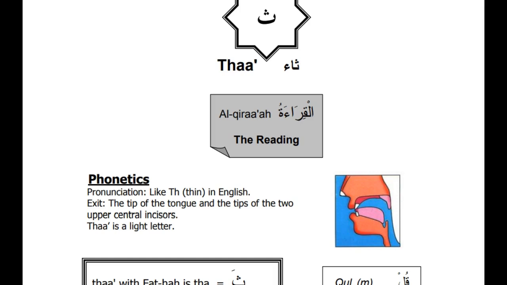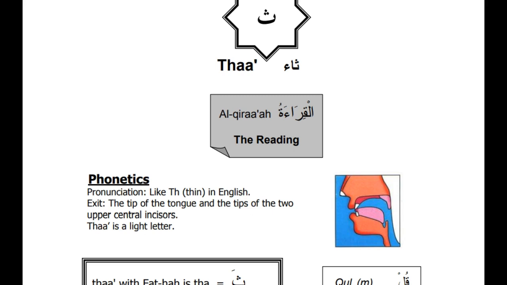The letter ثاء. To pronounce the letter ثاء, it sounds like "thin" in English. Thin, not like "the" or like "that." No, it sounds like "thin."